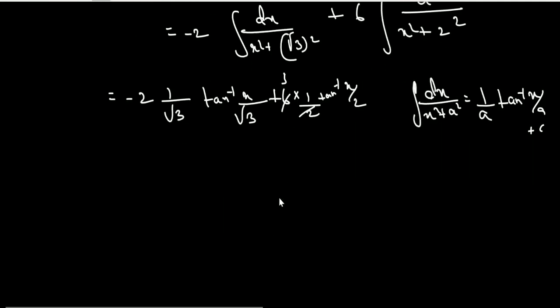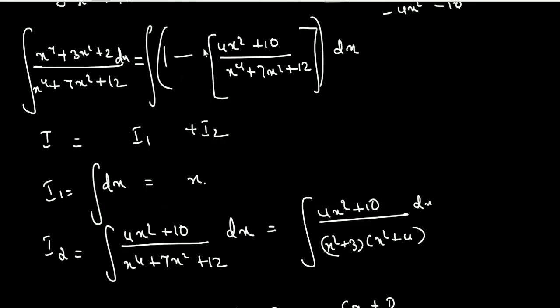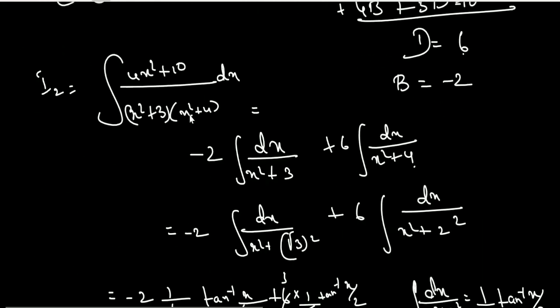So the final answer: I is equal to, we have two integrals, I1 and I2. I1 we got as x. For I2, remember that there is a minus sign here, so we will write it with a minus, because I took only I2. There is a minus sign here. So I is I1 minus I2.